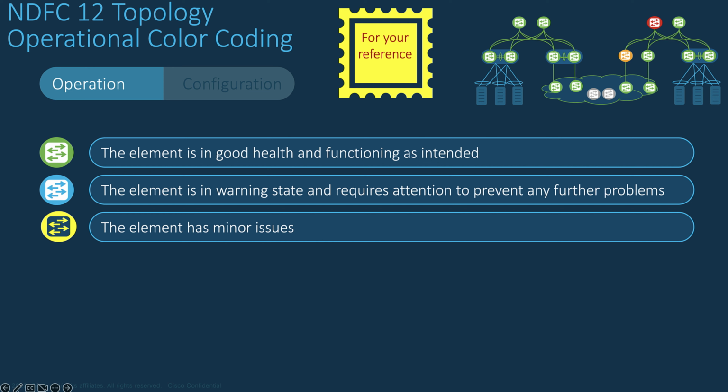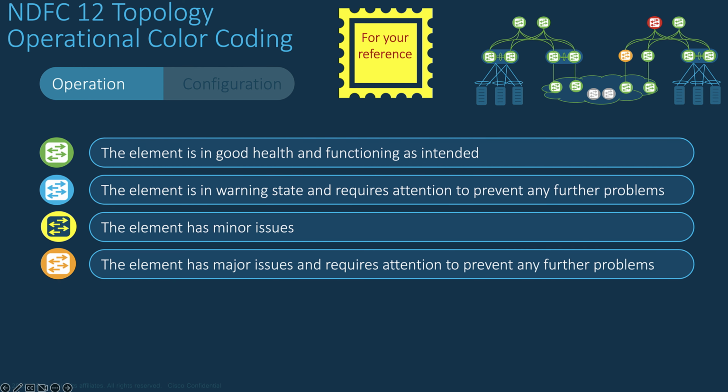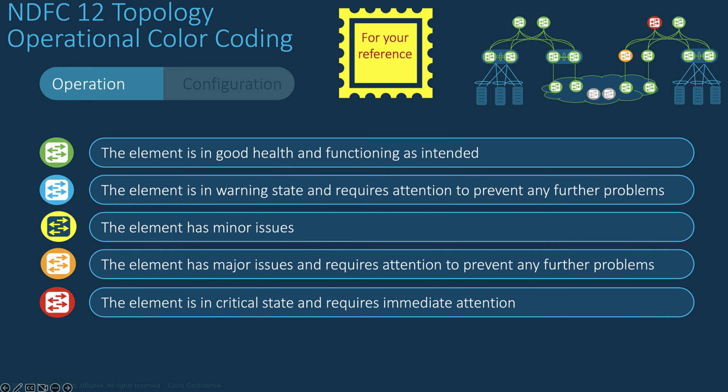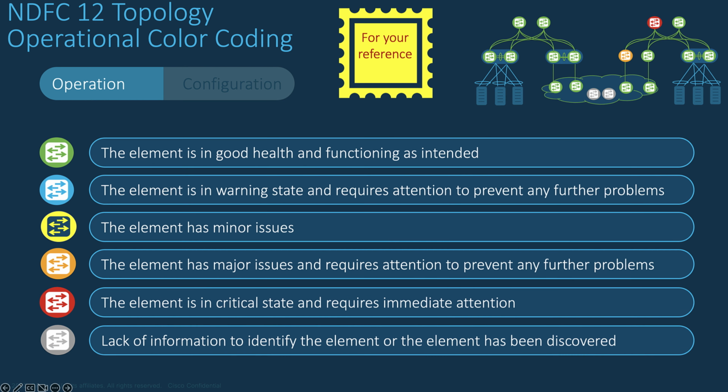Yellow means that the element has a minor issue. Orange means that the element has a major issue. It is then recommended to look at the details to mitigate risks for any further problems. And if it is red, that means that the device is facing a severe issue, right? Then it requires an immediate action to troubleshoot the issue. And if it is gray, it means that NDFC doesn't have enough information to monitor that device. This is the case if you added a router that belongs to different teams and you don't have the right credentials, for example.